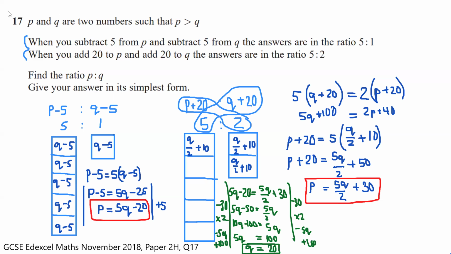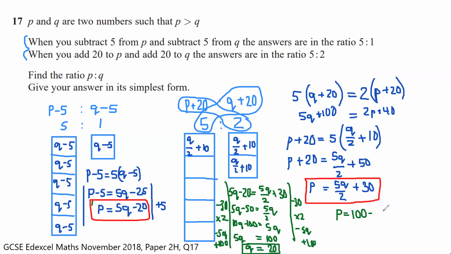Now, obviously, as with any of these simultaneous equations, we can then choose which equation we use to find out what p is. This has got a fraction in it. I'm not going anywhere near this one if I can help it. So I'm now going to use the first equation, which is this one over here. I'm going to do p is equal to 5 times q, which is 20, same as 5 times 20, which is 100.